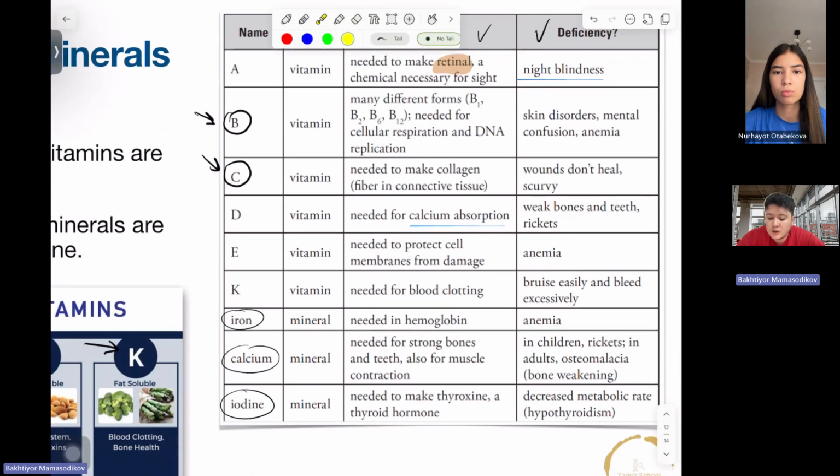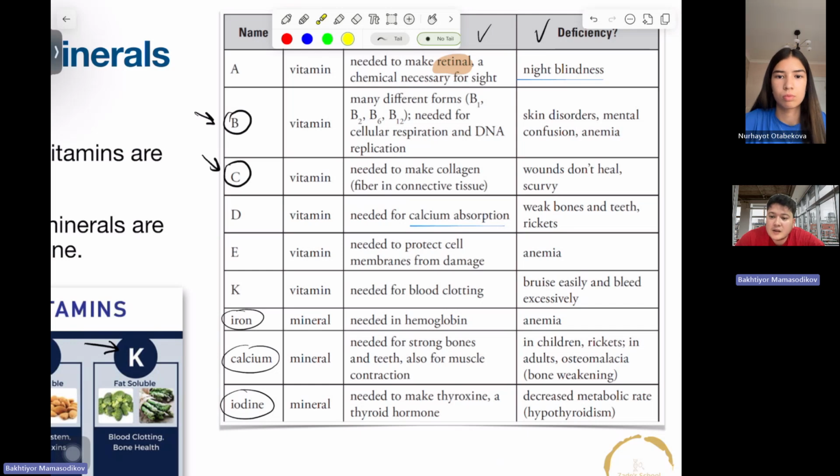Vitamin C is important to make the collagen, okay? To make the collagen fiber in connective tissue. Wounds won't heal without vitamin C, and you will have scurvy, okay? So you will have scurvy with a deficiency of vitamin C. Your gums will bleed. And vitamin D is needed for calcium absorption. If you have a deficiency of vitamin D, it leads to weak bones and teeth, and it can lead to rickets. Okay, so vitamin E is needed to protect the cell membranes from damage. So without it, you can get anemia, dry skin as well.